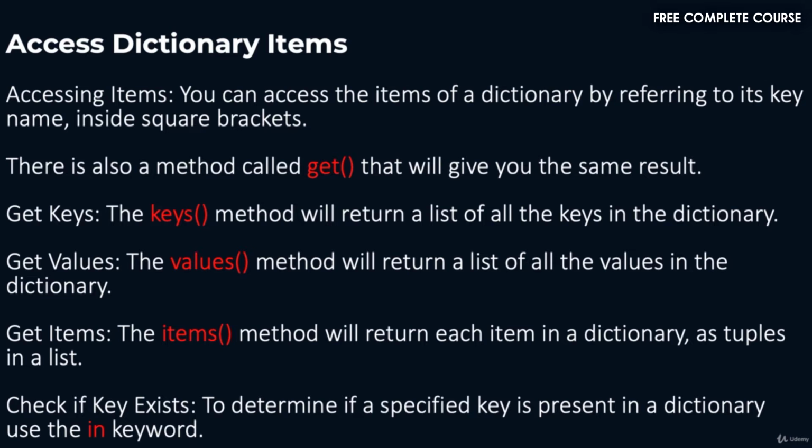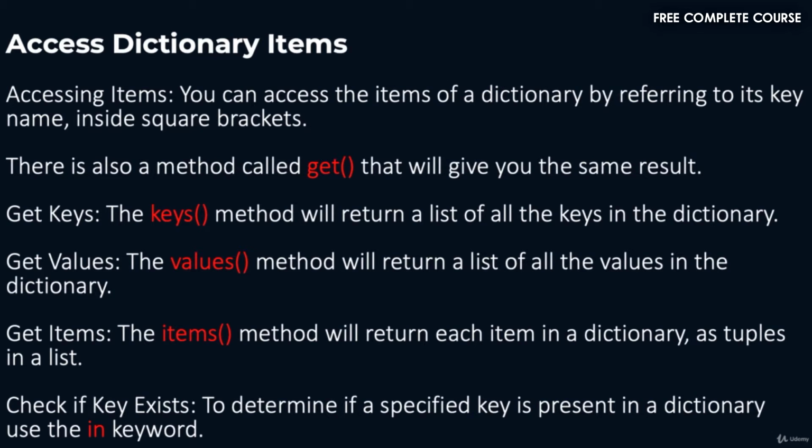Accessing items: you can access the items of a dictionary by referring to its key name inside square brackets. There is also a method called get that will give you the same result. Get keys: the keys method will return a list of all the keys in the dictionary. Get values: the values method will return a list of all the values in the dictionary. Get items: the items method will return each item in a dictionary as tuples in a list.